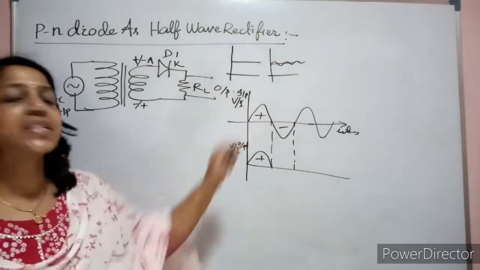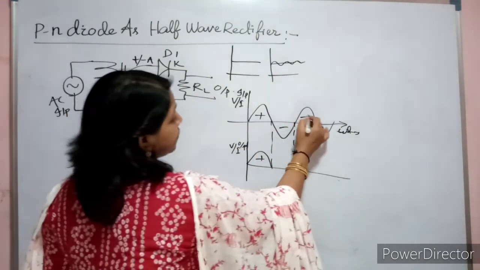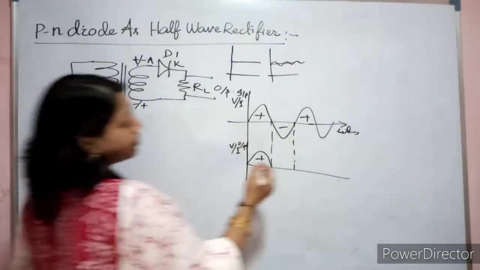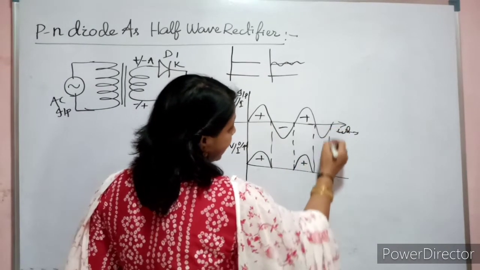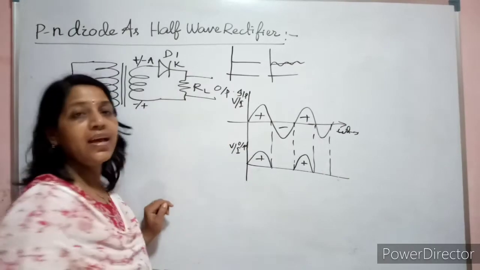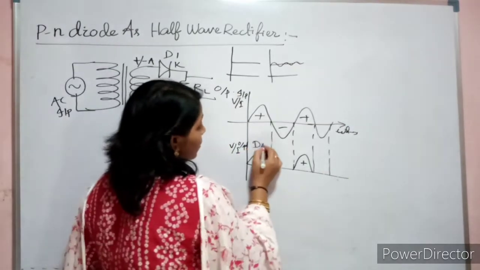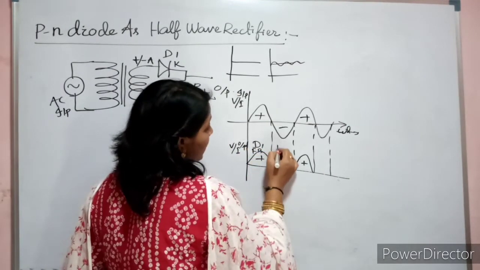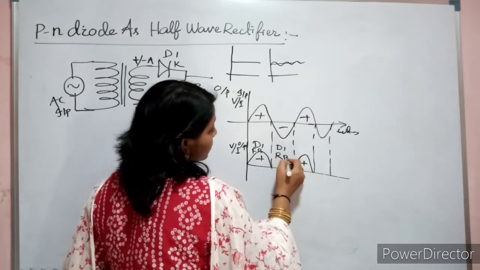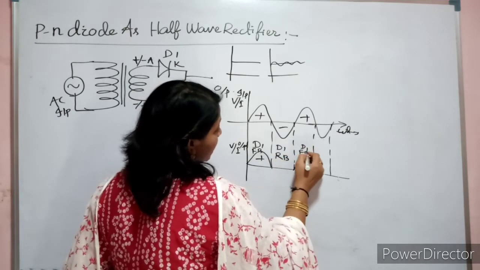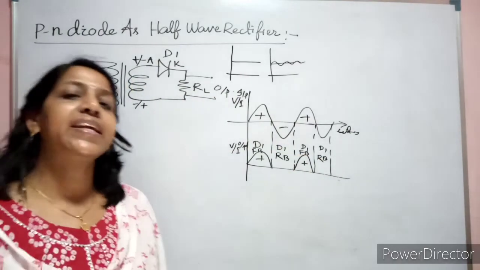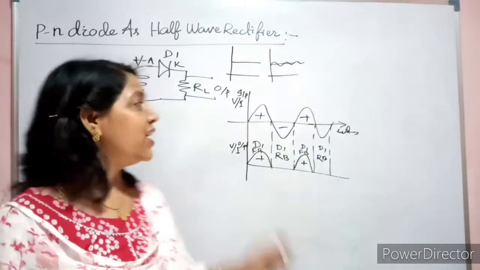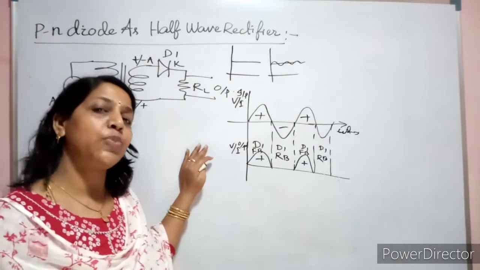Again the same process repeats. For the next positive half cycle, the diode will be forward biased and you get this waveform. For the negative half cycle, it will be nothing. So this is the case when the diode D1 is forward biased, this is D1 reverse biased, this is D1 forward biased again, and D1 reverse biased again. You are getting this output. This is the operation of the half wave rectifier.